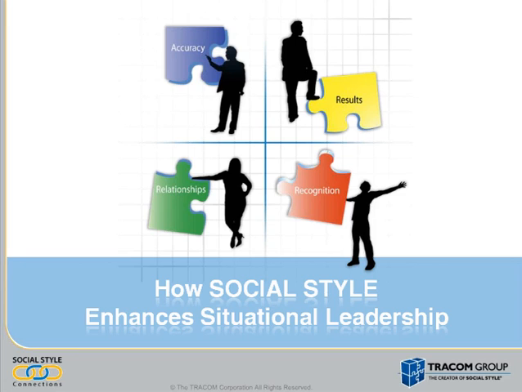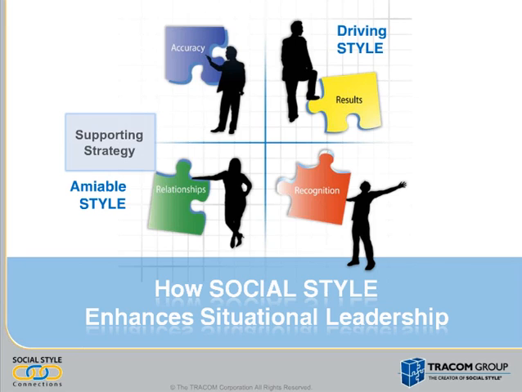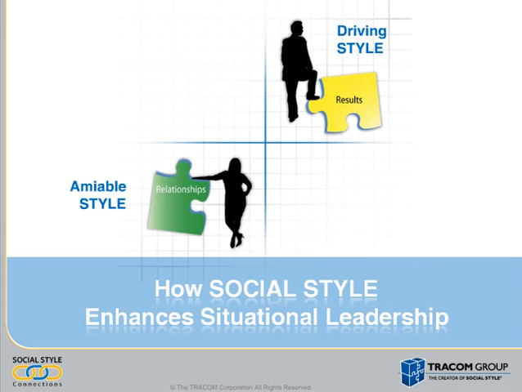However, just as different situations affect both leaders and followers, so do their unique social styles. It is easy to see how some leaders would prefer specific leadership strategies to others. For example, a driving style leader would be much more comfortable using the directing strategy than the supporting strategy, while an amiable leader would prefer to use the supporting strategy over the others. This is because these strategies naturally fit these leaders' social style preferences and habits.